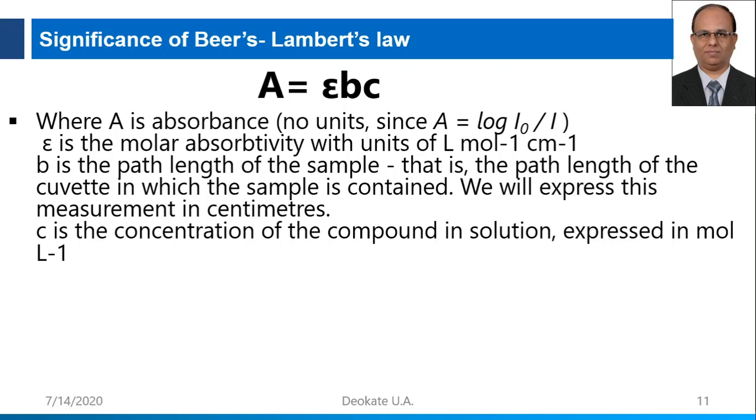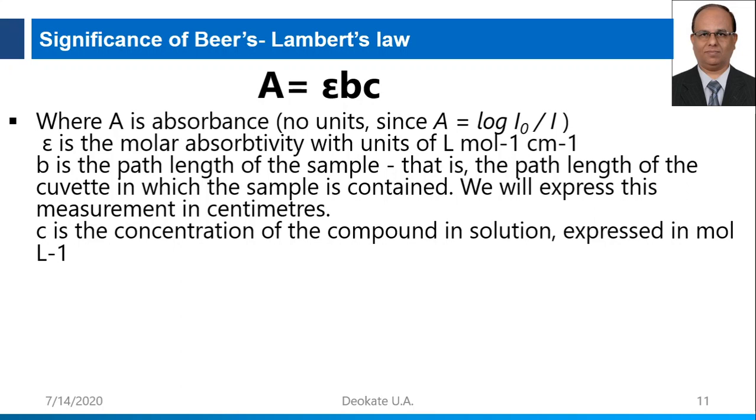Absorbance is a ratio of intensities of light, log of I0 upon I, so it does not have any unit. Epsilon is the molar absorptivity, with units of moles inverse liter inverse centimeter inverse, because it is gram moles per liter. Therefore it is known as gram moles per liter per centimeter.